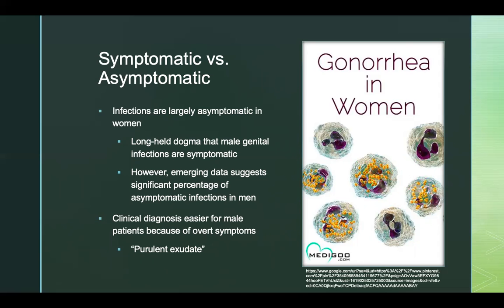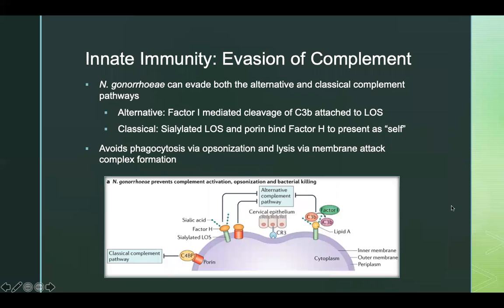So these asymptomatic infections are specifically a problem because if they remain asymptomatic for long enough, the bacteria will avoid any sort of treatment, and these can lead to serious health complications. Returning back to this idea of purulent exudate, it's one of the only symptoms that allows for clinical diagnosis and is sort of the hallmark symptom of symptomatic gonorrhea infections. This purulent exudate is actually a combination of neutrophils found at the site of infection and the bacteria itself. And why there's so many neutrophils in this discharge, we'll get into in just a sec.